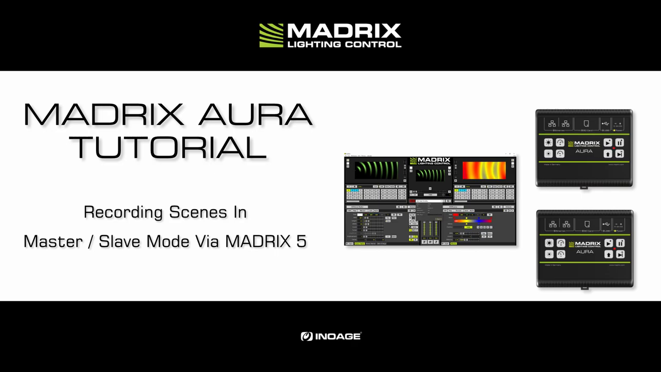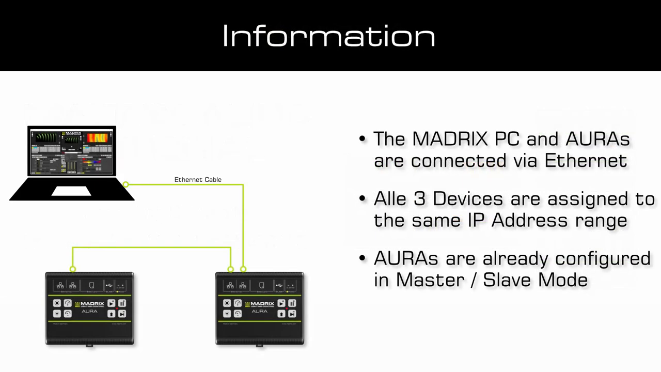My name is Thilo. In this tutorial, we will learn how to record scenes and modify the playlist for several auras in master-slave connection. As controller, we are using MADRIX 5 to record the scenes. In our task, two auras 32 are connected to the same network as the MADRIX 5 PC. One aura is configured as master and one as slave. The data will be recorded via ARTnet.